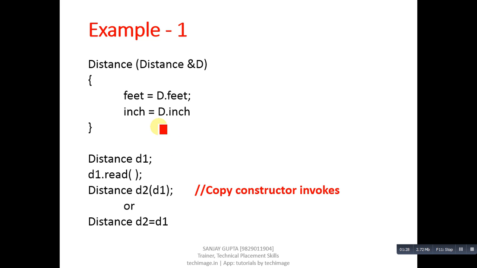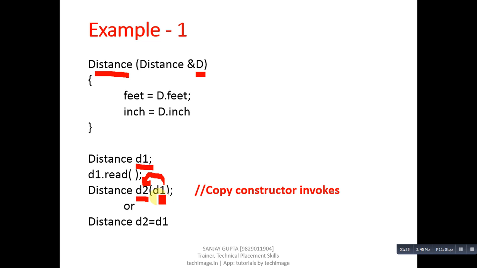Let's understand the concept of copy constructor with this example. In this, the name of the constructor is Distance. This constructor is receiving a reference in D. First, the object D1 is created, then the D1.read function is called. Now the D2 object is created, and I am trying to assign values of D1 into D2. So this statement will automatically invoke the copy constructor.